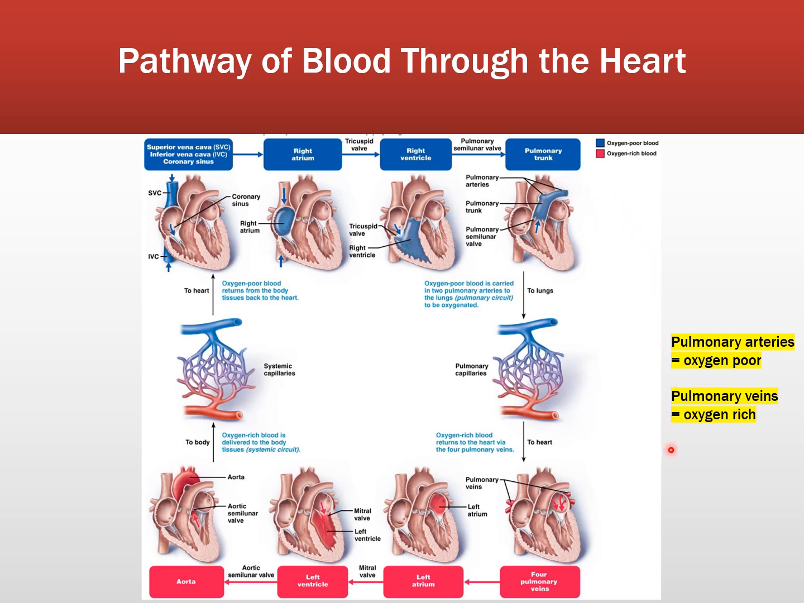So same, it returns via the pulmonary veins, and we say veins usually have oxygen-poor blood, but these have oxygen-rich blood. So we switch these guys in the pulmonary circuit, so it's a little bit different than our normal arteries and veins. So just pay attention to that, and we'll talk a lot more about it in other lectures as well.